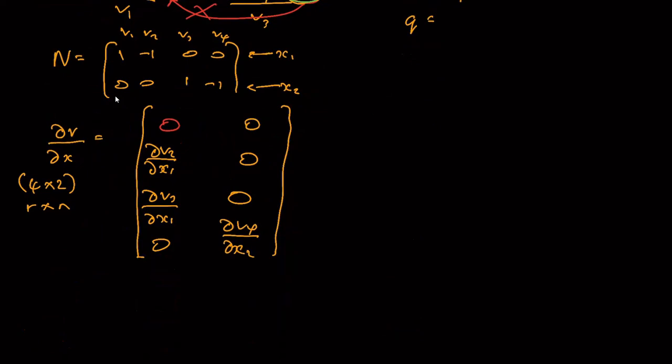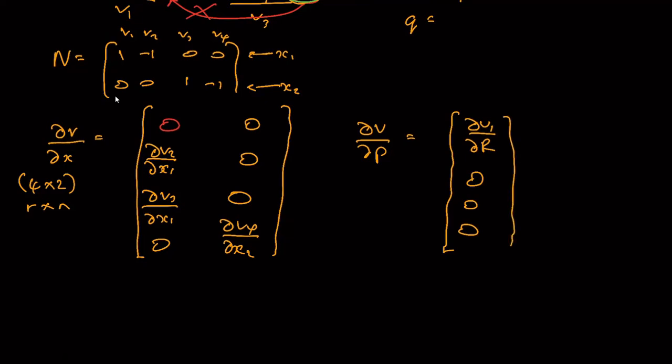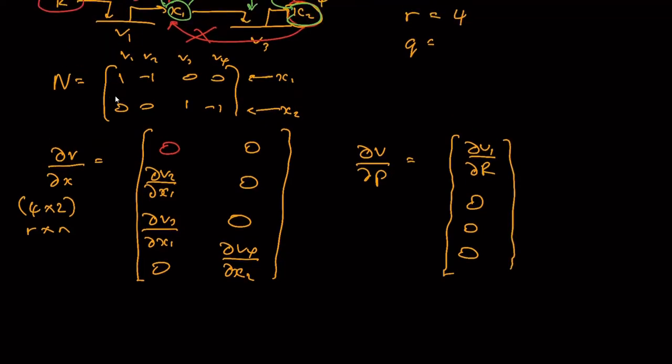All right. So that's the dv by dx. What about the dv by the input matrix? Well, there's only one parameter, which is r, so it's just a single column. And r only affects v1. So in fact, we only have a single non-zero entry at the top, and the rest of them are 0 because r doesn't affect v2, v3, or v4. So that's 0. Okay. So as before, I can multiply these things together.